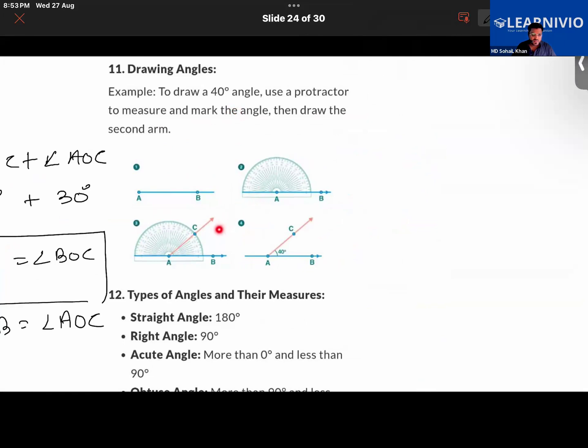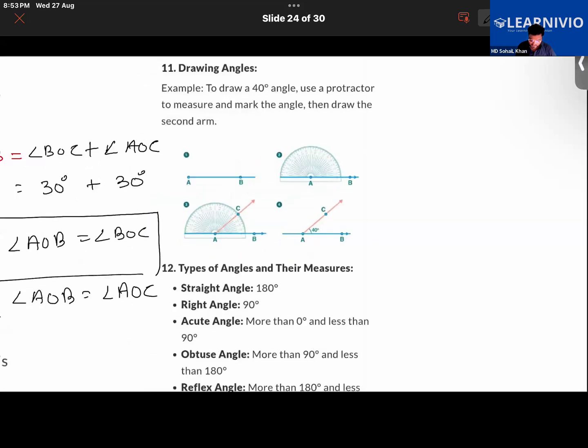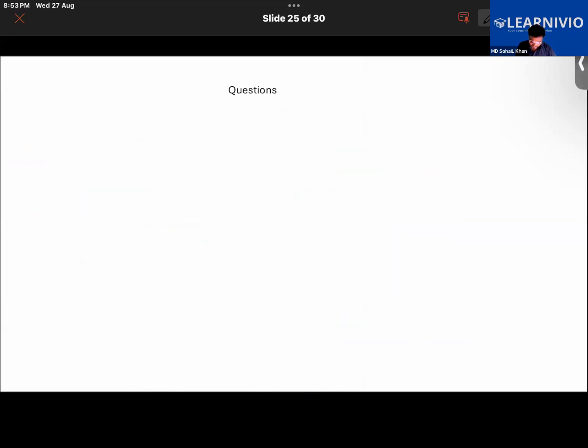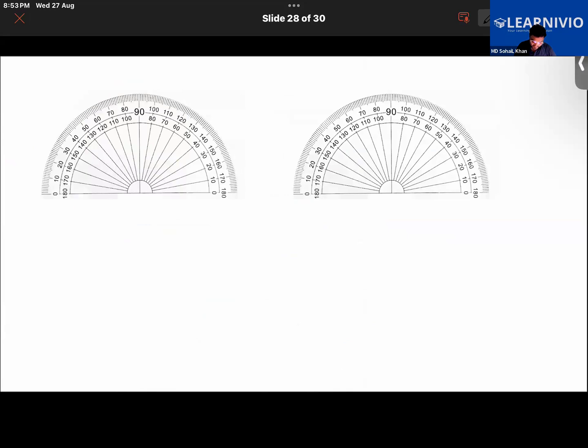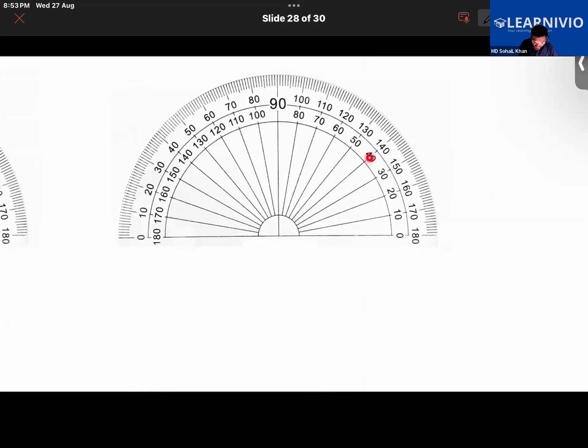So from point A, you are going to look at where the mark 40 is on the protractor. This is where the mark 40 is. From that point A, we are going to extend a line towards it. While the protractor is still kept over it, you cannot trace the line above the protractor. So you can just place one dot over here.